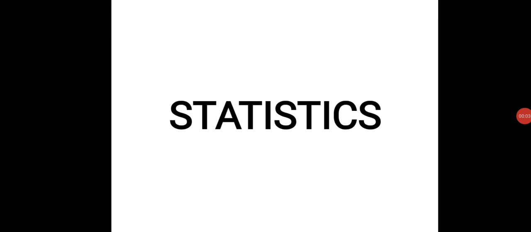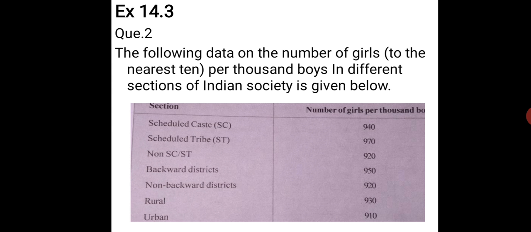Hello children, today we are going to do the next exercise of the lesson Statistics. Here in the next exercise, that is 14.3, we are going to learn about different types of graphical representation. Now there are three different types of graphical representation: one is bar graph, one is histogram, and the other is frequency polygon.